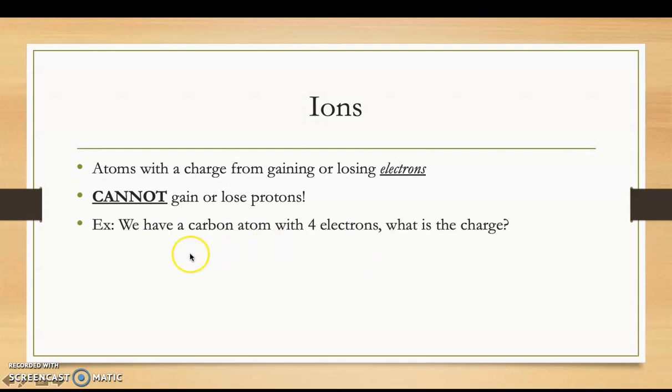So an example, if we have a carbon atom with 4 electrons, what is the charge? We know carbon has 6 protons, its atomic number is 6. Protons have a positive charge, so I'm going to write plus 6, and then I'm going to add to that the negative 4. Why negative 4? We have 4 electrons, and each of those electrons has a negative charge. If I have a positive 6 plus a negative 4, that gives me an overall positive 2.